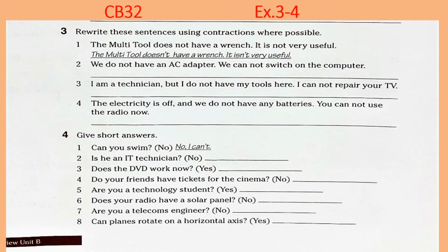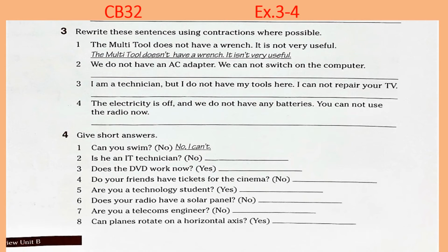The multi-tool does not have a wrench. It is not very useful. So we have 2 positions where we can make contractions. The answer is the multi-tool doesn't have a wrench. It isn't very useful.